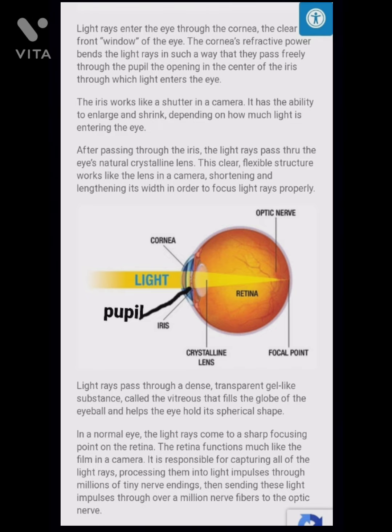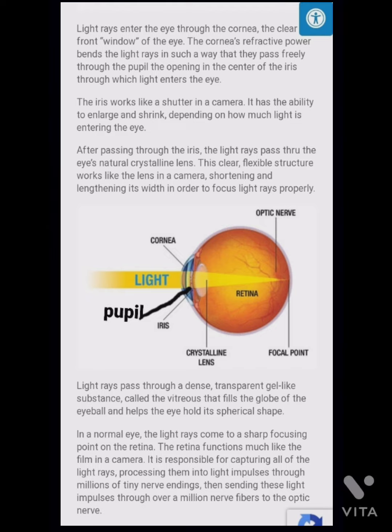So, coming to the working of the eye: light rays enter the eye through the cornea, the clear front window of the eye. The cornea is present in the anterior, visible front part of the eye, which is also known as the window of the eye. Cornea हमारी eye का बिल्कुल window part है, बिल्कुल front part है. The cornea's refractive power bends the light rays in such a way that they pass freely through the opening of the pupil.